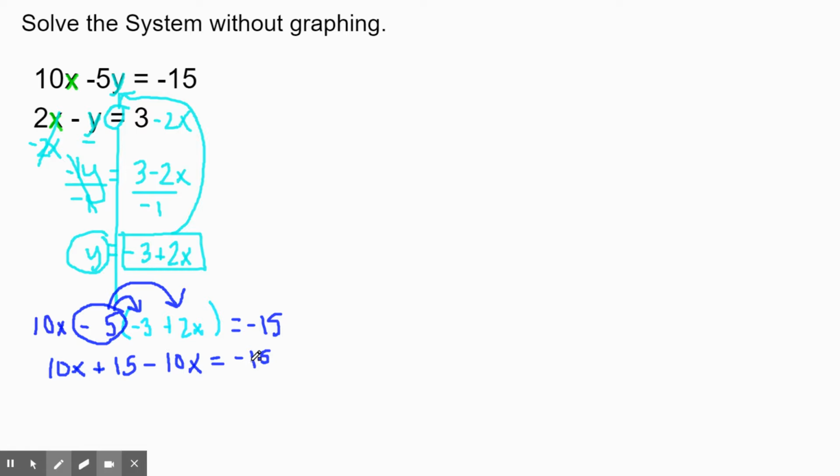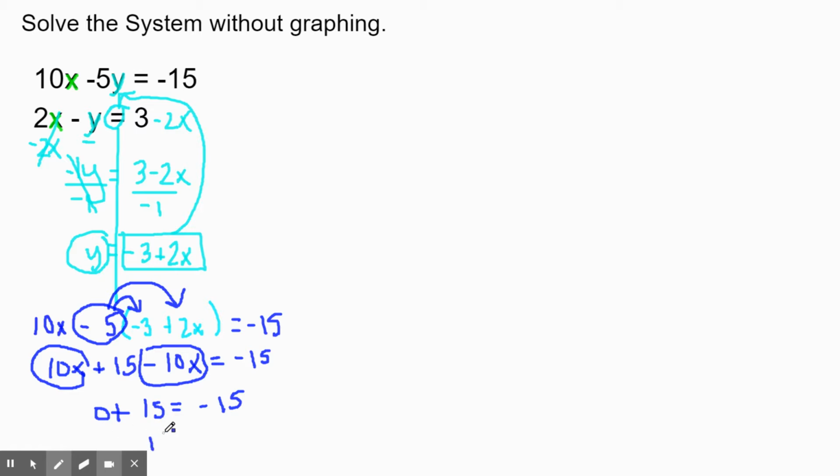Now I'm going to combine like terms. Remember that like terms are any numbers that are by themselves that you can combine, like 15 plus 2 plus 9 would all be like terms, or any numbers that have the same variable behind them. So any x's could be combined, any y's could be combined, any x squareds could be combined with other x squareds. So I have 10x here and negative 10x here, so they can be combined. If I have 10 x's, but I owe you 10 x's, I'm going to have 0 x's at the end of the day. So when they combine, they're going to become 0 plus 15 equals negative 15.